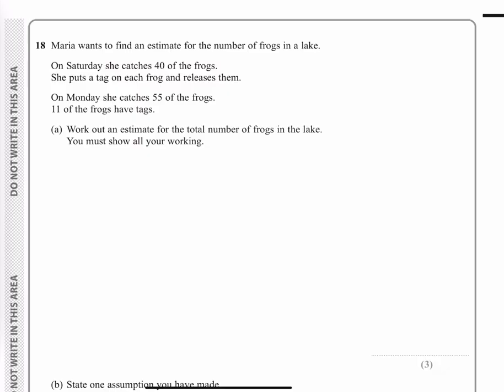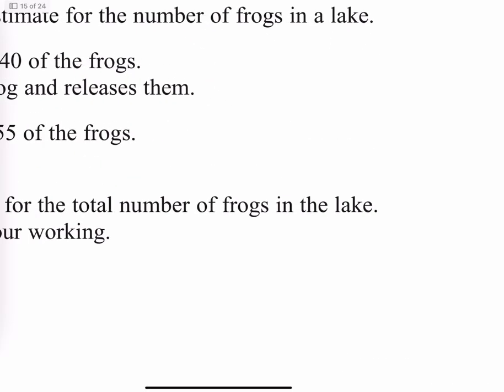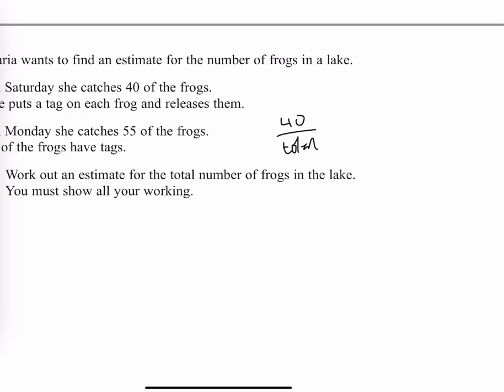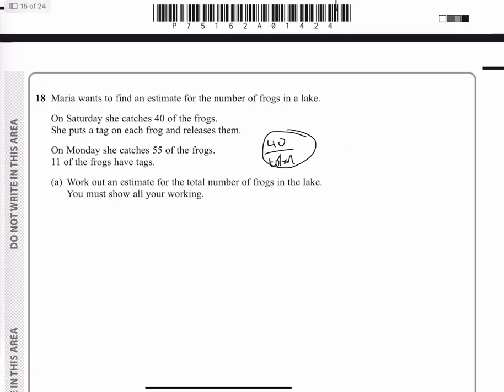So basically, of all the frogs in the lake, we know that 40 over total have tags, essentially. So any frog you catch essentially has that probability of being caught. So if you catch 55, you can take a guess based on how many you do, really. It's not too bad.